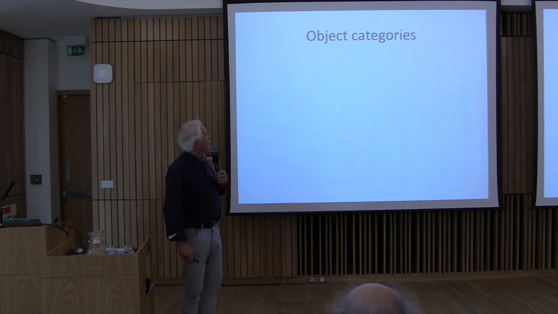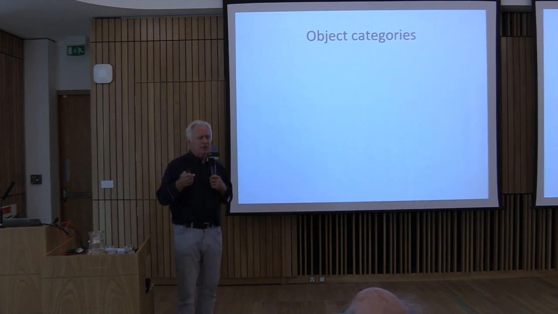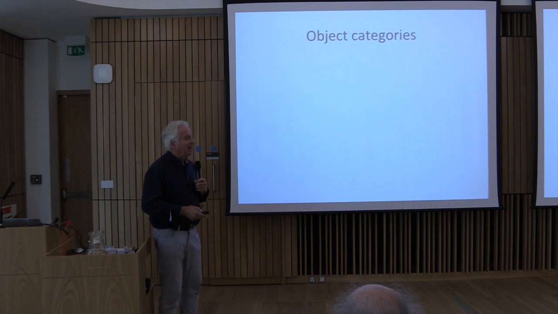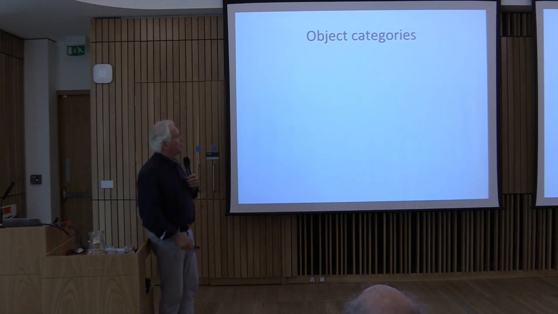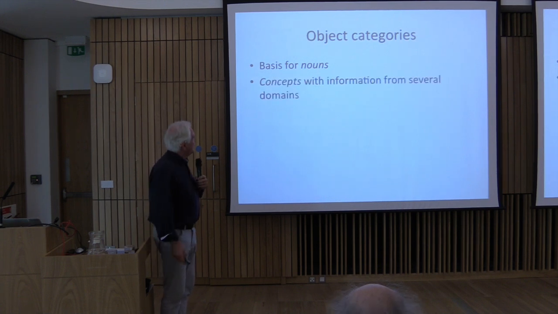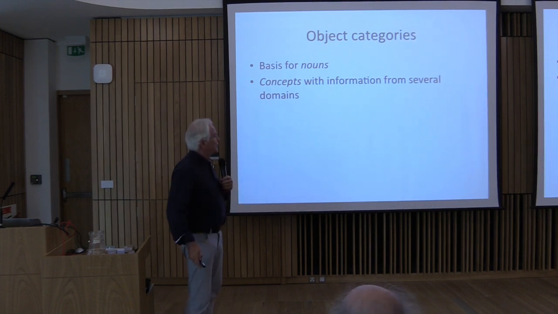Let's start with nouns. And I will be simplifying a bit here by only doing object categories. There are lots of abstract nouns that I don't really know how to handle, and we talked a little bit about it already before the break. So this is the basis for nouns, not all nouns, but most nouns. And you remember my distinction between properties and concepts. So object categories are based on this concept with information from several domains.